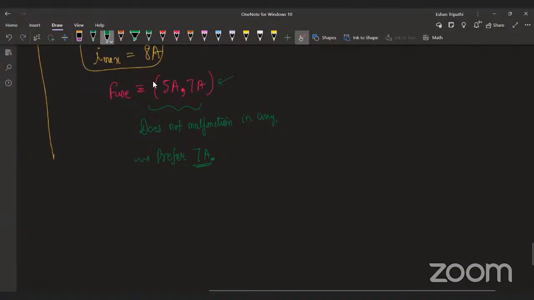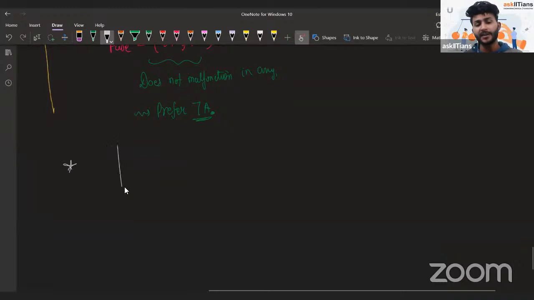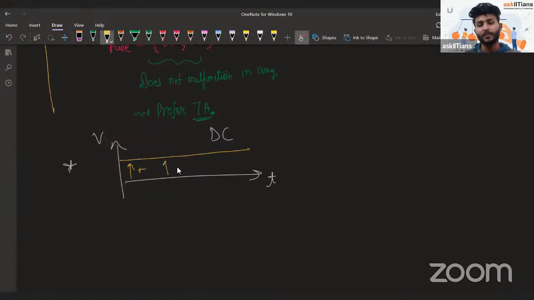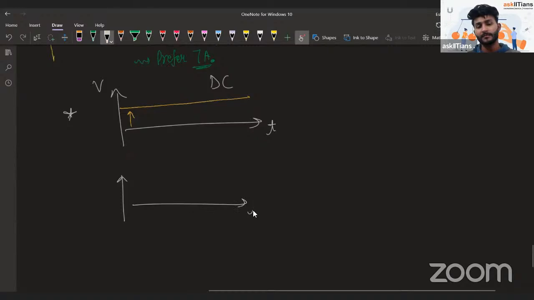AC and DC graphs. DC is basically when the direction of current is not changing. So current or voltage as a function of time is going to remain in the same direction, positive throughout. It's not going to go negative ever. Whereas in AC, the direction is going to alternately change, and that is where the name alternating current comes from. In AC, it's going to be positive, then negative, then positive, then negative, and so on.